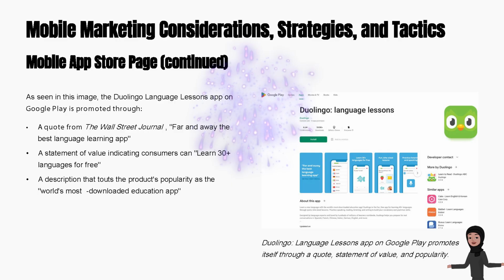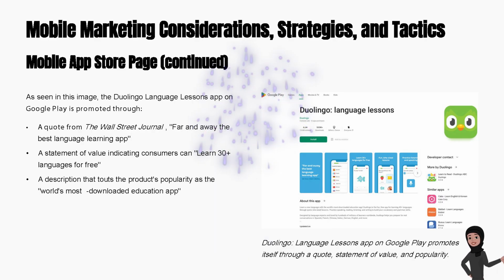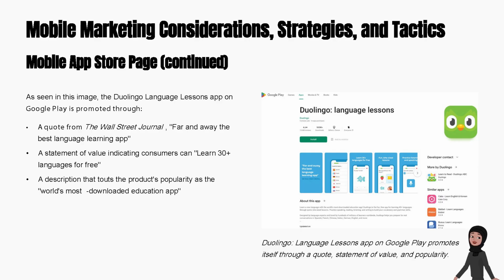This slide continues the discussion of App Store pages, using Duolingo as an example. The Duolingo page promotes the app in several ways. First, it includes a quote from a trusted publication, the Wall Street Journal, which adds credibility. Second, it communicates a clear value proposition by telling users they can learn more than 30 languages for free. Third, the page emphasizes popularity by describing Duolingo as one of the most downloaded education apps.